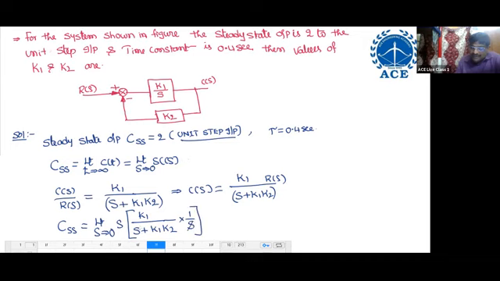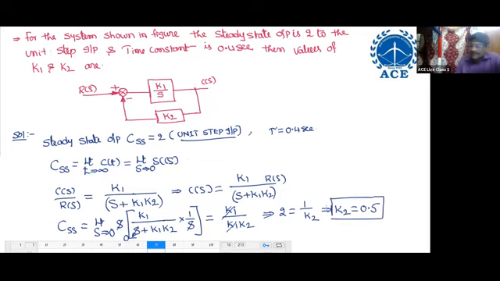Then s and s cancel, then s tends to 0. What is the answer? K1 by K1 K2. K1 and K1 cancel. What is CSS given? 2. So 2 equals 1 by K2. So what is K2 you are getting? K2 equals 0.5. 1 by 2 is 0.5.